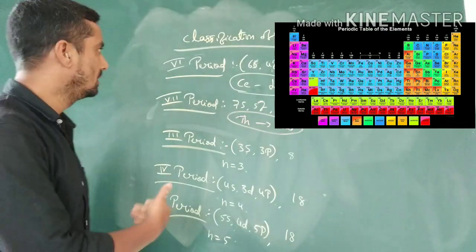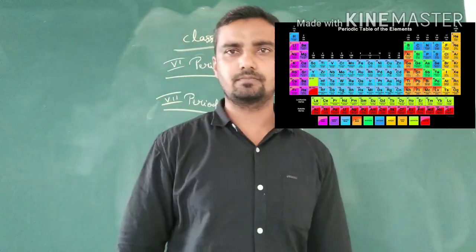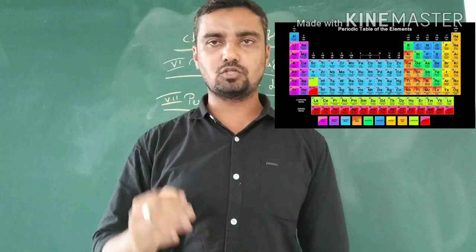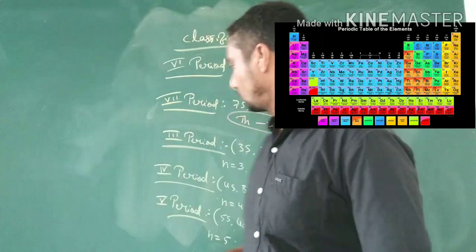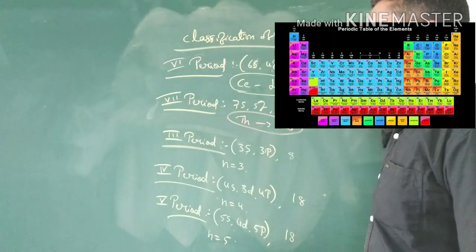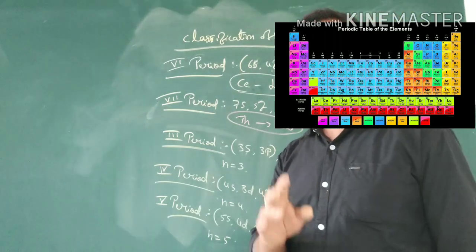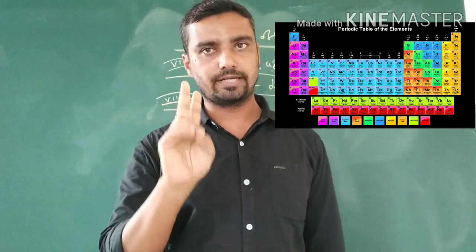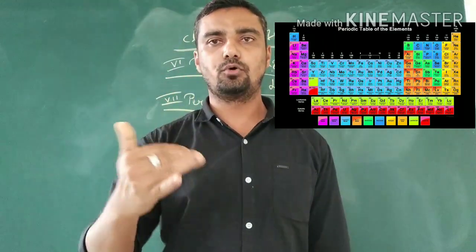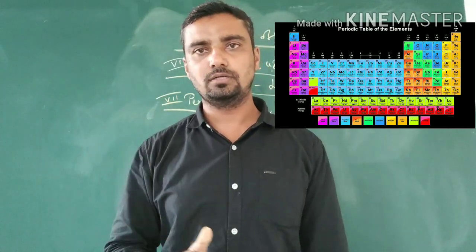So these are the periods. The first period is a very short period, it contains only 2 elements. The second period contains 8 elements. The third period also contains 8 elements. The fourth is 18, the fifth is also 18, and the sixth is 32, and the seventh is also 32. Remember that.